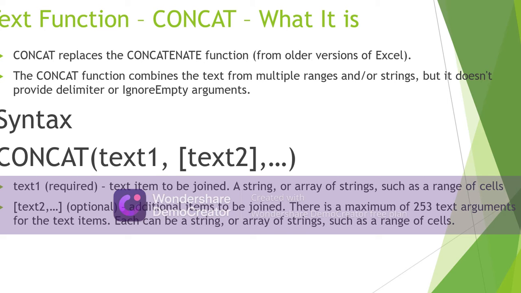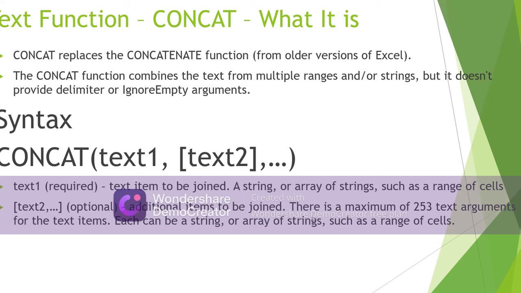CONCAT, you put the equals sign first, and then you put CONCAT, text1 and text2. Now, for text1, you have to make sure that you put something in, but not necessarily for text2, because that is optional. So text1 is the text item to be joined, and that can be a string or an array of strings, such as an array of cells that you can put together. Since text2 is optional, those are just any additional items that you want to be joined.